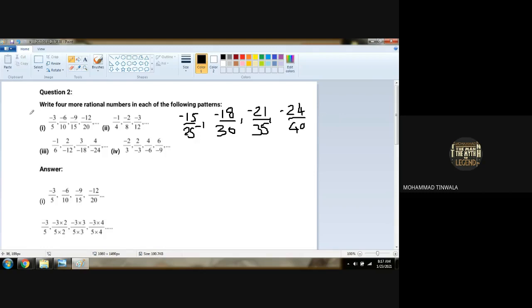Now you check out the pattern. Minus 3 upon 5, minus 6 upon 10, minus 9 upon 15, minus 12 upon 20, minus 15 upon 25, minus 18 upon 30. How is the pattern? In the denominator there is a gap of 5, in every digit a gap of 5. In the numerator there is a gap of 3. Minus, minus, minus. Have you got the content of what we did?